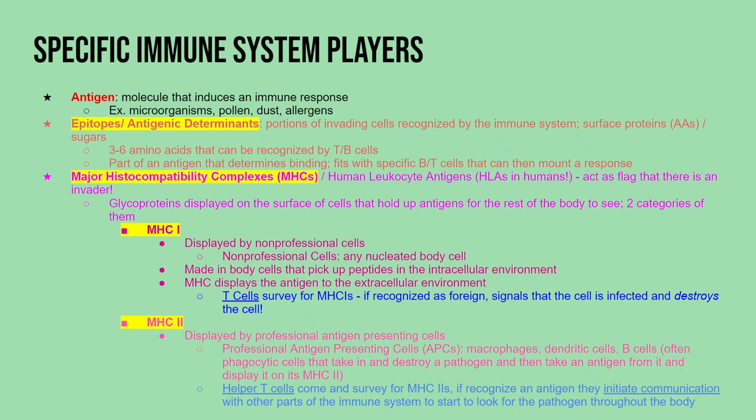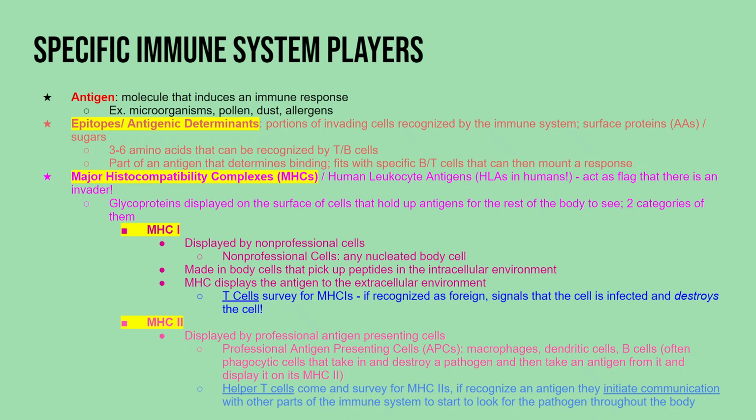Now we're talking about antigens. So this is a specific part of pathogens that initiates an immune response. So a white blood cell in the body will recognize that there's an antigen and then initiate an immune response. Epitopes are portions of the invading cell that's recognized by the immune system. So it's the specific amino acids or sugars that are on the pathogens that then trigger the immune response.